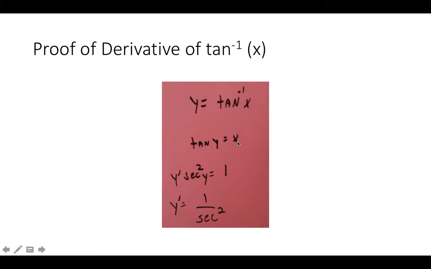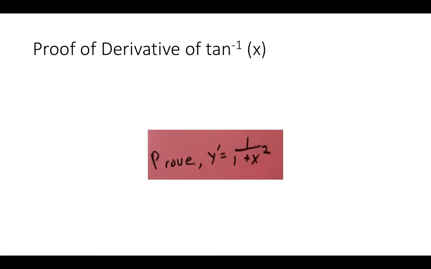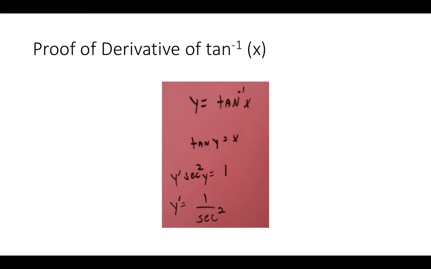If we take the derivative with respect to x, that's going to make the derivative of x 1. And the derivative of tangent of y is going to be secant squared y. And because we're taking derivatives with respect to x, the y will also be included, and we'll get y prime. Then, because we're solving for y prime, we're just going to set everything equal to y prime, and we'll get 1 divided by secant squared. So how does this formula relate to this? I'll show you how on the next slide.